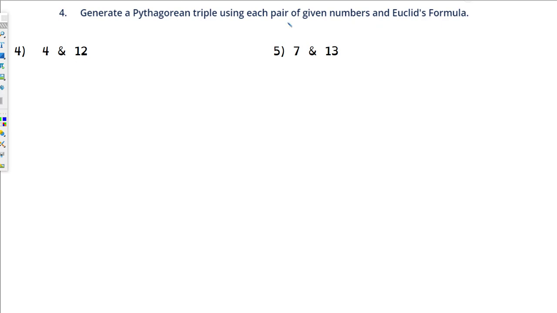So if we're trying to generate a triple using Euclid's formula, remember his formula was r squared plus s squared is going to equal your hypotenuse. r squared minus s squared is equal to one leg, and 2rs is equal to the other leg. And r is greater than s. So which of these two would you like me to work?